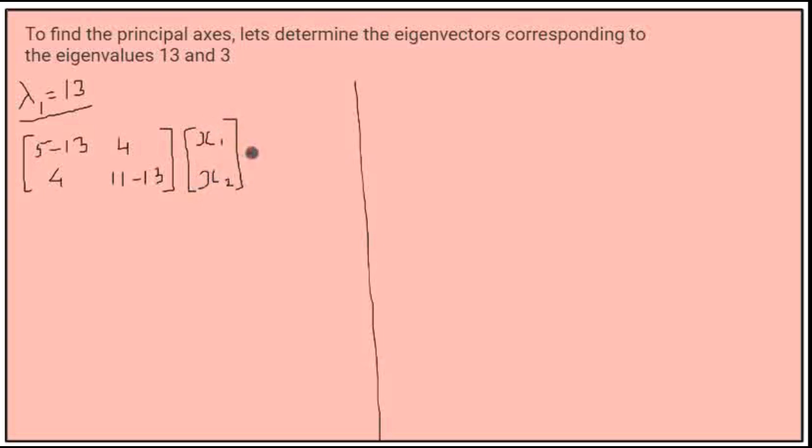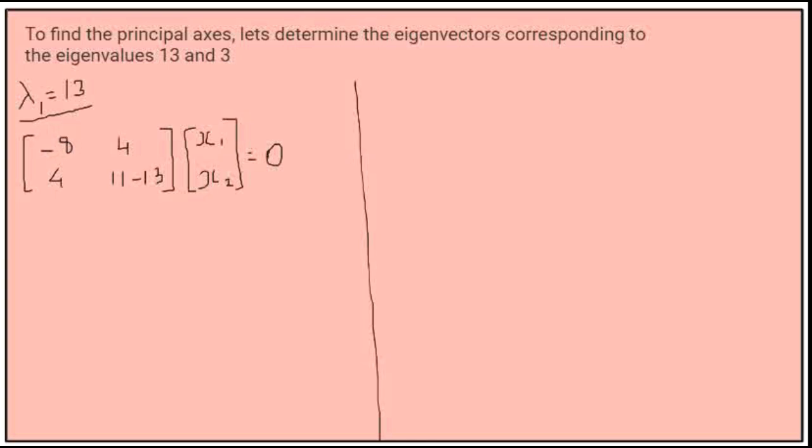And we know A is [5, 4; 4, 11]. And then when we do A minus lambda I, we will get [5 minus lambda, 4; 4, 11 minus lambda]. So instead of lambda, we have to substitute 13. So that is [5 minus 13, 4; 4, 11 minus 13] multiplied by [x1, x2]. Now this is equated to 0.